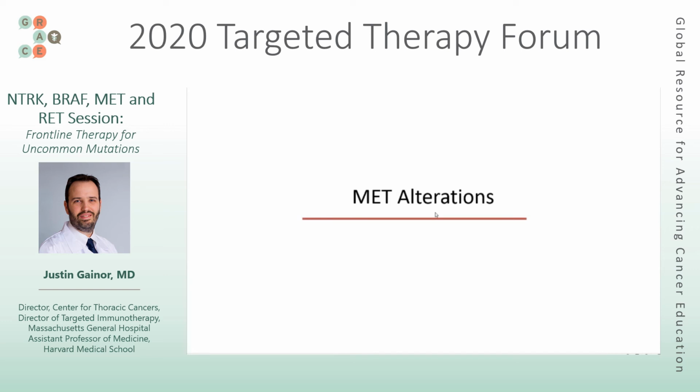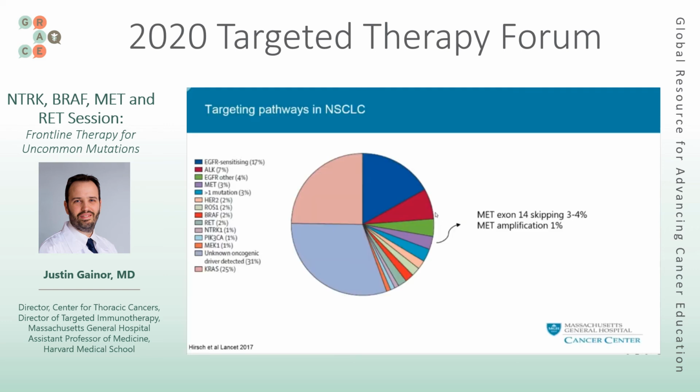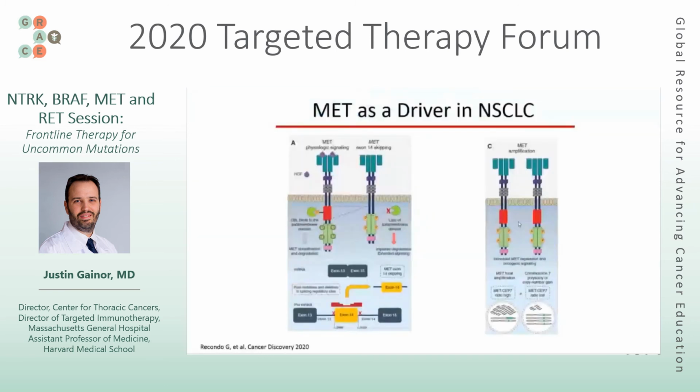And then in the last 3 minutes, I wanted to talk a little bit about MET alterations. There are different types. MET amplification is in about 1%, and then MET exon 14 skipping. That already sounds a bit more complicated. So what are these? MET amplification, I told you before, just means extra copies of the gene. And so if you have extra copies, it can just send more signal.